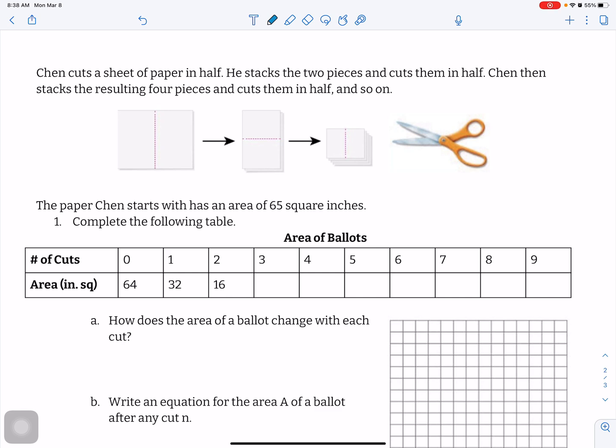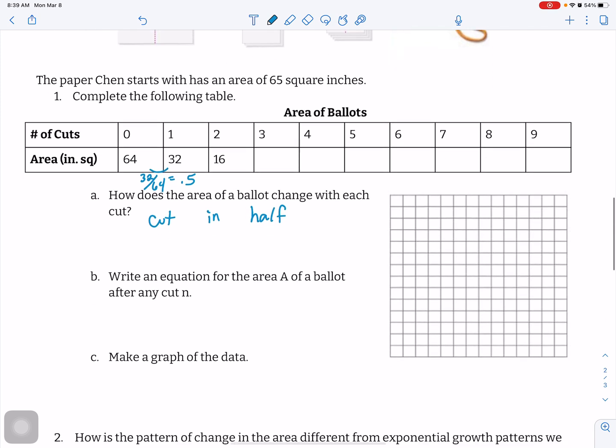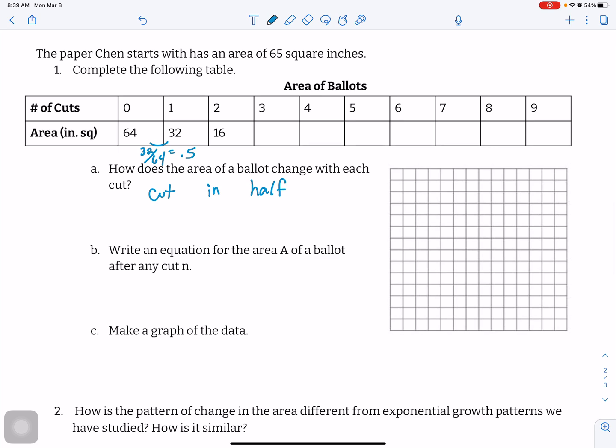So when we have the table, we can actually do this 32 divided by 64 to be able to figure out what's going on, and that's going to give us a factor, and since it's going down, it will be a decay factor. So this is 0.5. So it's going to be cut in half. An equation is going to be my starting amount, 64, times 0.5 to the power of x.